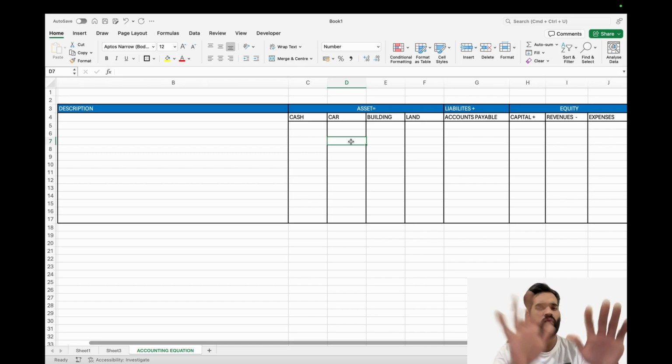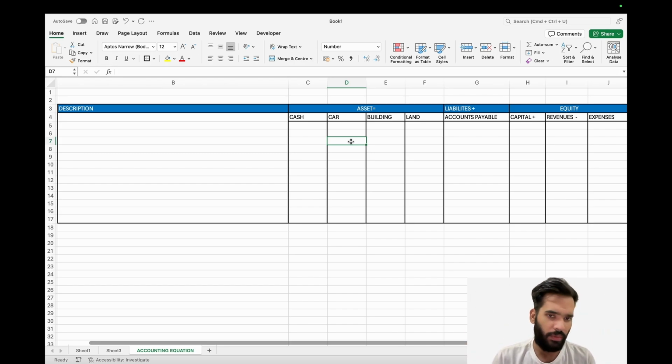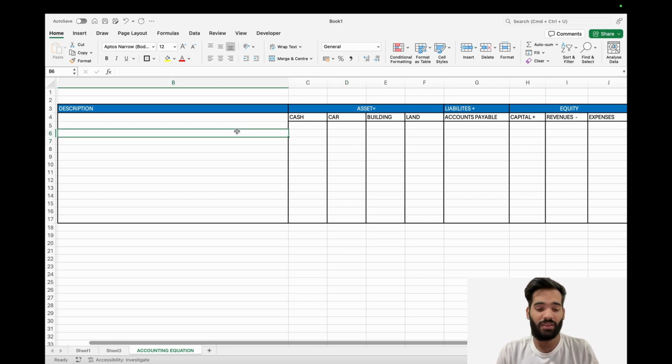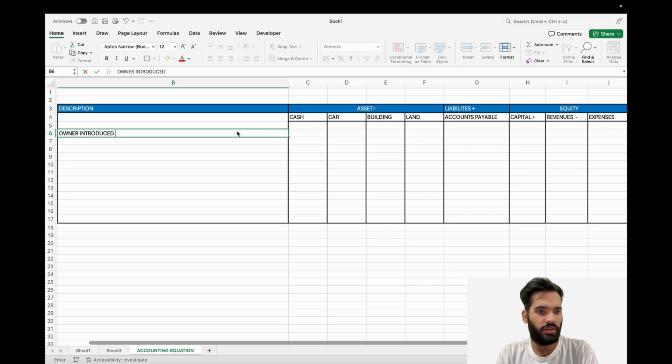Just to explain why we need to understand this format: it will help you understand which transactions affect which accounts in what manner. So let's do the first transaction so you see what I mean by this. Let's say the owner introduced $100,000 cash into the business.